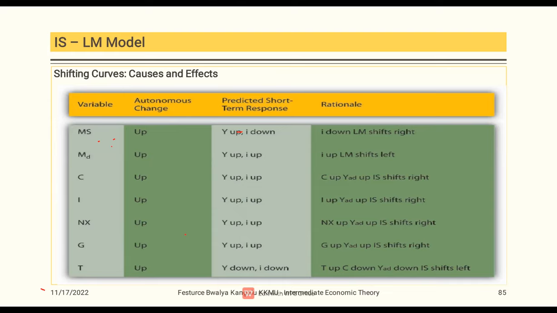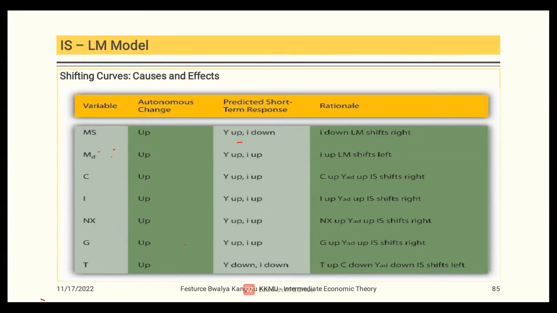Is that clear? Yes, it is. If it's clear, let's look at the summary of this on this table. When money supply goes up, output also increases. You know that Y is the output that we talked about yesterday, national income. It goes up. Then the interest rates come down. The interest rates reduce.